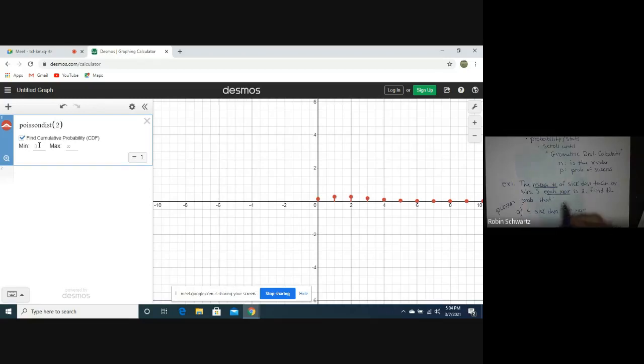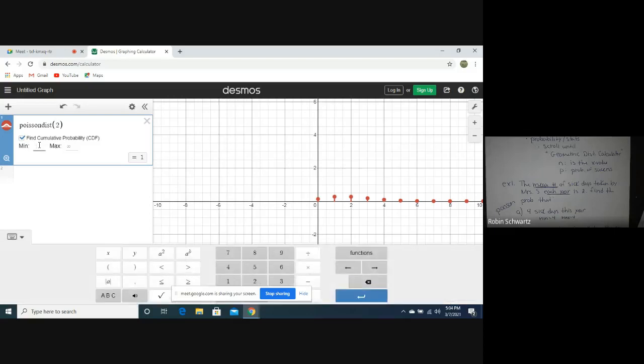So what you need to do is put in the min, set that equal to 4, and the max, set that equal to 4. So put a 4 in the min spot and a 4 in the max spot, and there's the probability all calculated for you. 0.0902. So about a 9% chance.